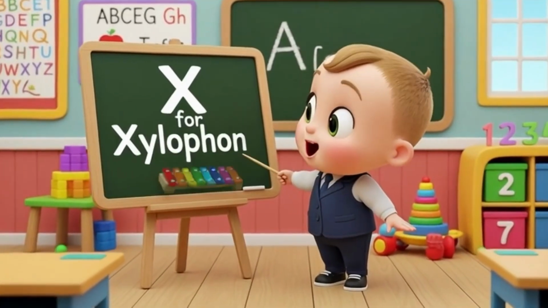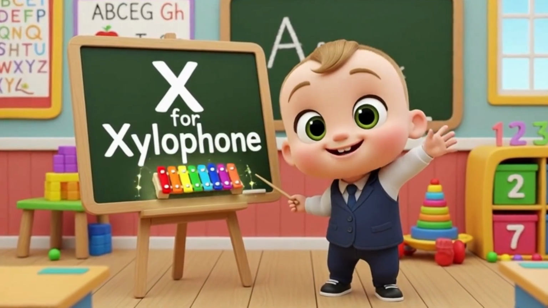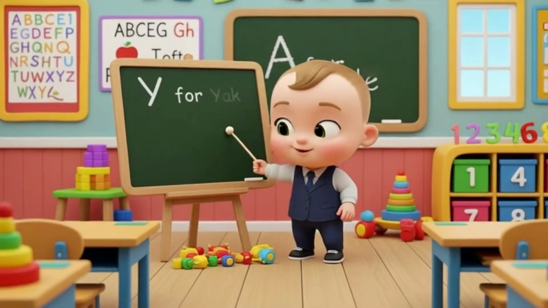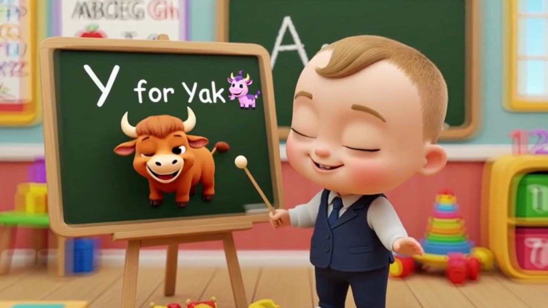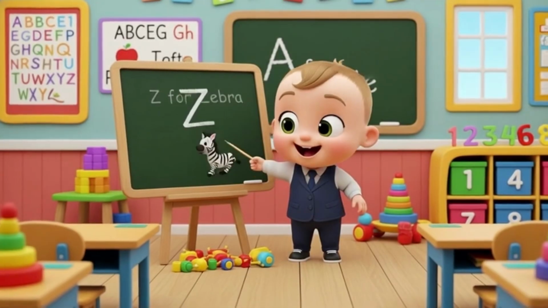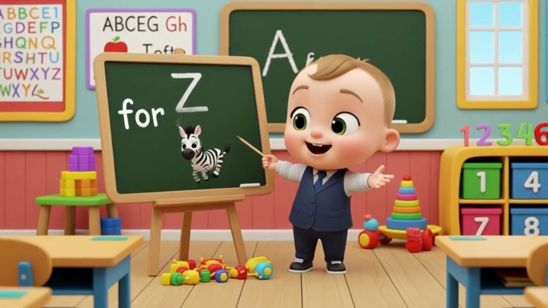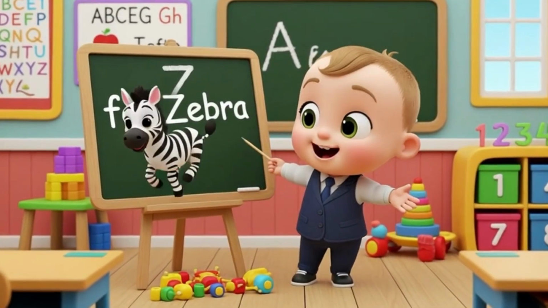X for xylophone. Listen to the xylophone play. Y for yak. Y is for yak. Yay, yak! Z. Z for zebra. Look at the zebra trot. Z is so much fun.